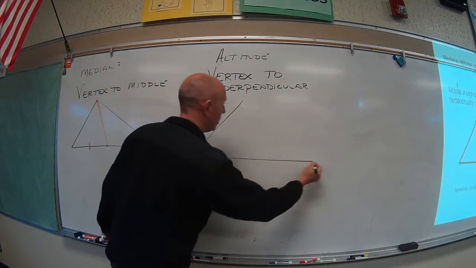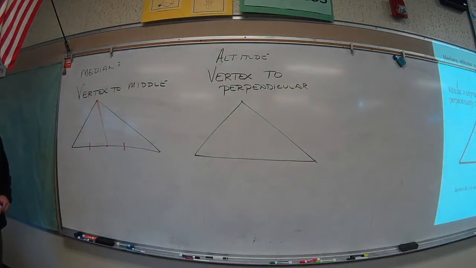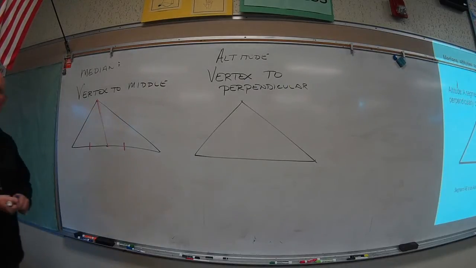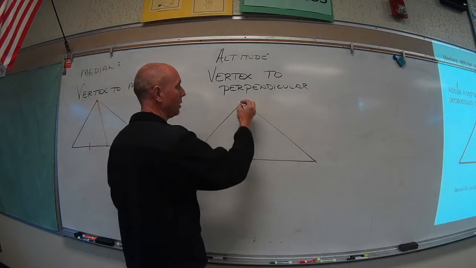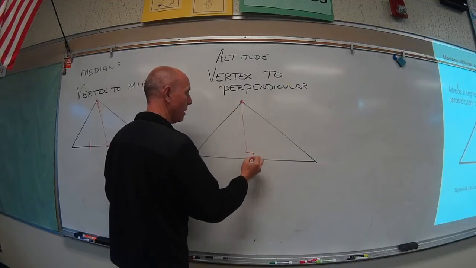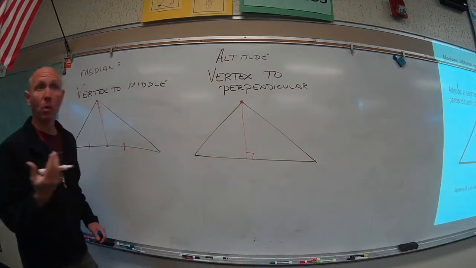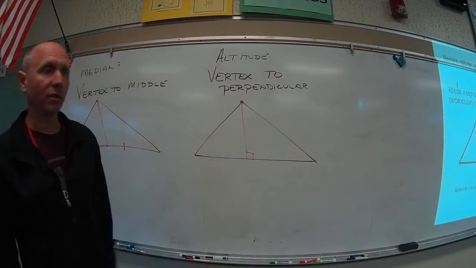I draw myself a triangle. And I go to a vertex, and I could do this from any vertex. I could do it from this vertex, that vertex. I could do it from any vertex. I'll choose this one though. Boom. It's not necessarily the midpoint. It's not necessarily a median, but it's coming down from a vertex perpendicular, because that's how you would measure an altitude on an aircraft.